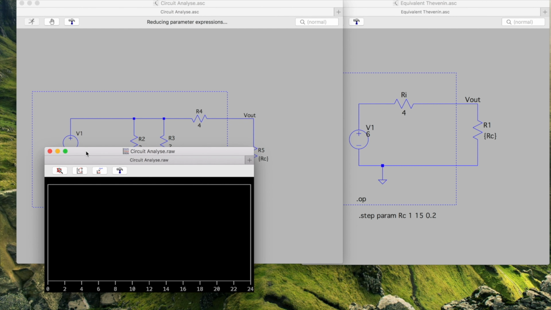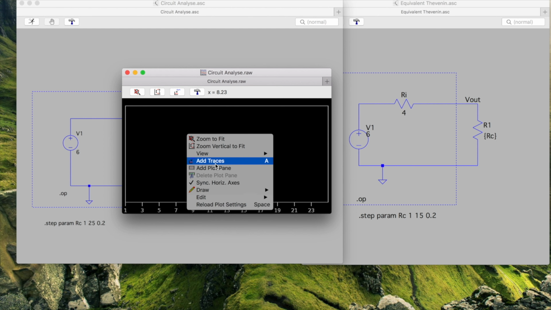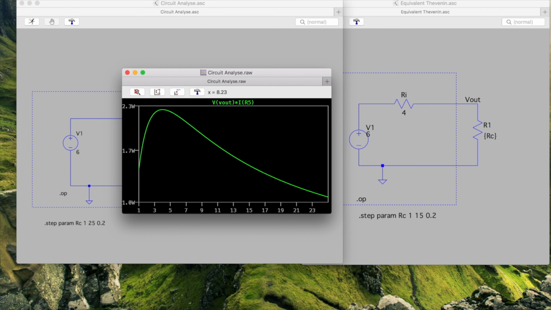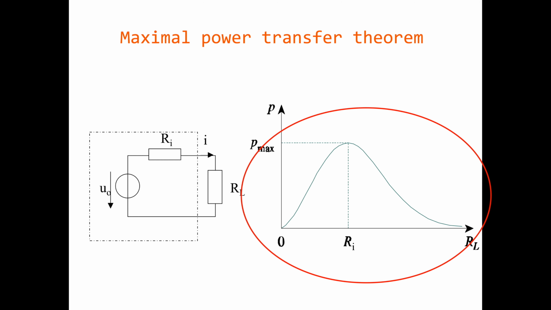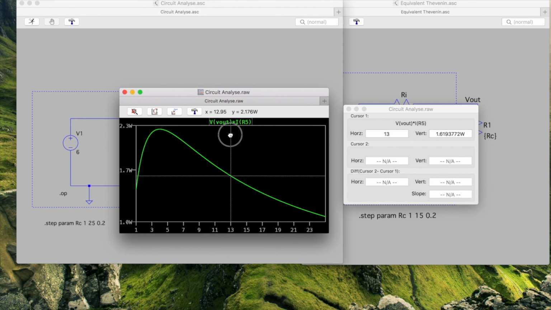I launch a simulation and we are going to observe the power dissipated on the external resistance, that is to say, the voltage multiplied by the current. We obtain this curve. It's a curve that looks indeed like this one. If I place a cursor, I notice that the maximum is about 4 ohms. This is the result we expected.